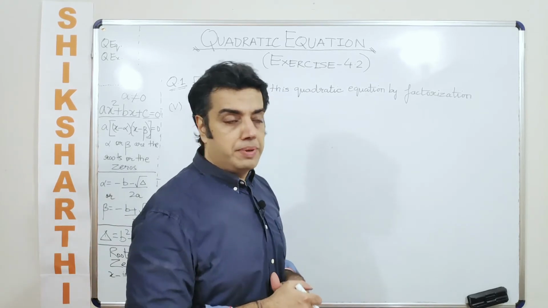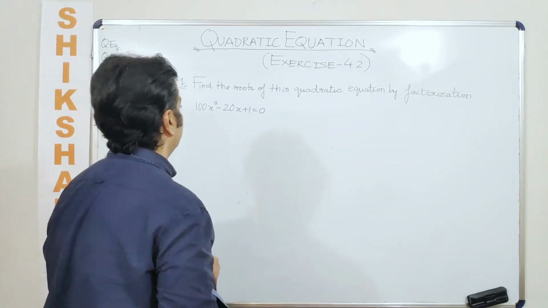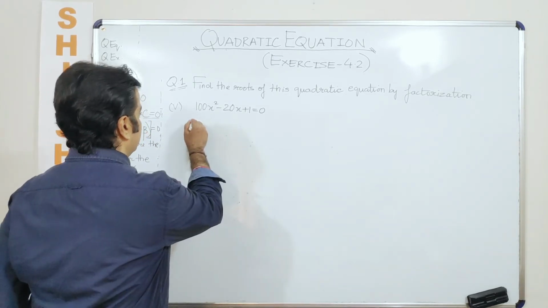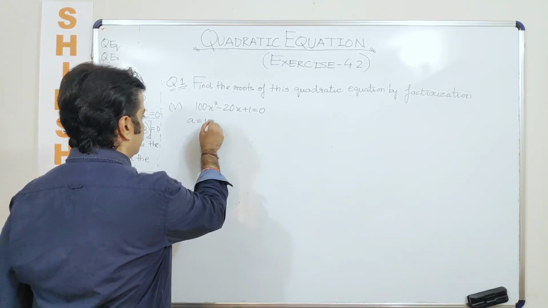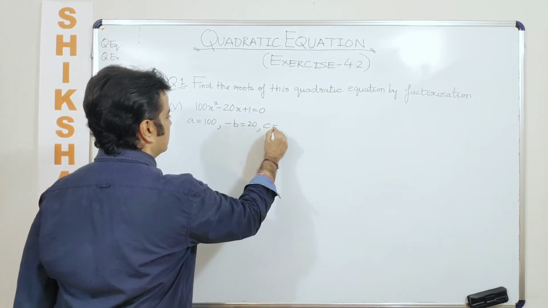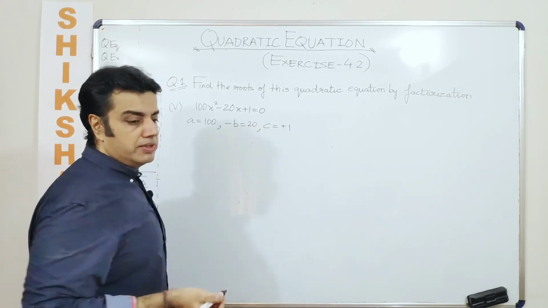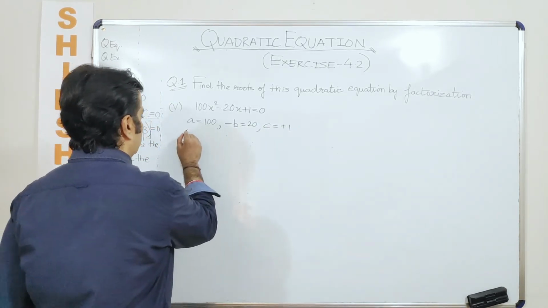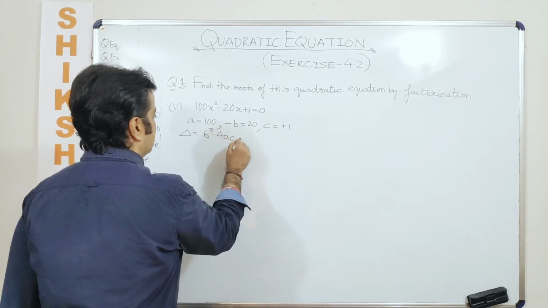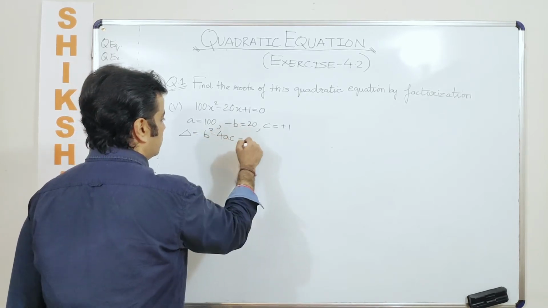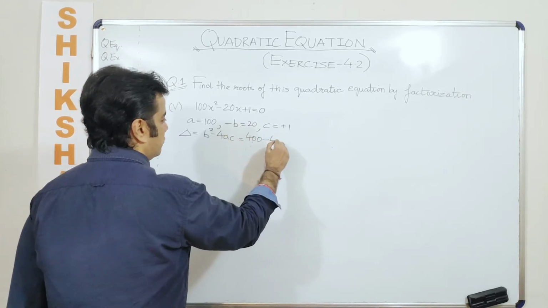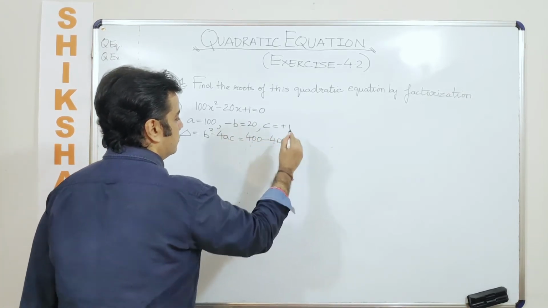So talking about subpart 5, the equation says 100x square minus 20x plus 1 is equal to 0. Now in this case, let us identify the value of a is 100, minus b is equal to 20, and the value of c here is plus 1, which we could have written as 1 only. Now can I find out the value of delta from here? Yes, delta is b square minus 4ac, which is just like saying 20 whole square is 400 minus 4ac, which is again 400, which is equal to 0.